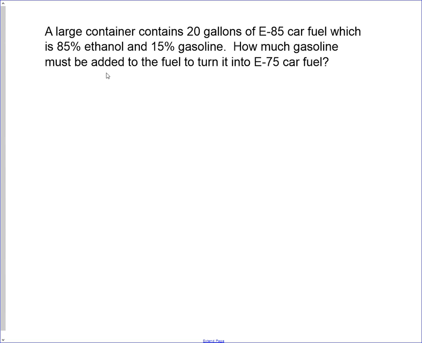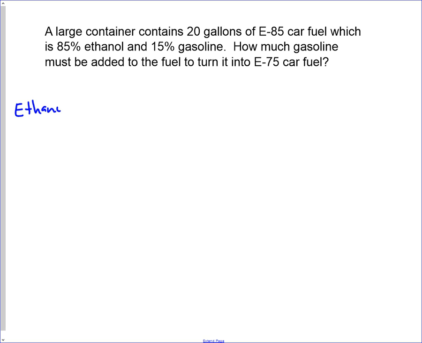Well, this problem says let's turn E85 into E75, which means that instead of being 85% ethanol and 15% gasoline, we want to become 75% ethanol, 25% gasoline. So it turns out you can actually write this equation as an ethanol equation or gasoline equation. So let's solve it first as ethanol.